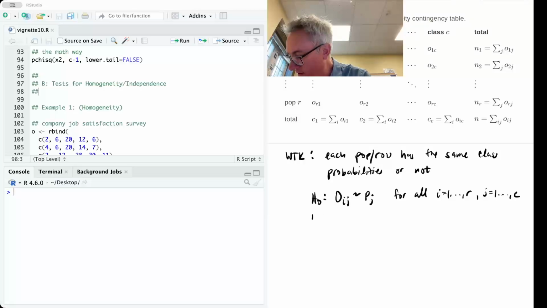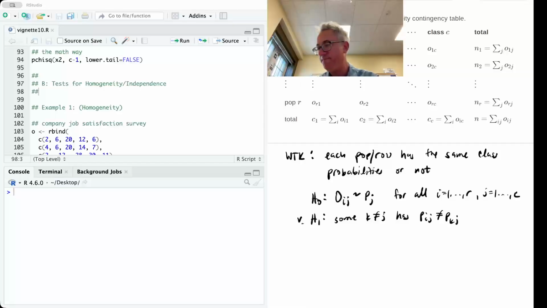Or the alternative is that for some k not equal to j, p_ij is not equal to p_kj. So there's one row where a particular column has a different probability compared to some other row.